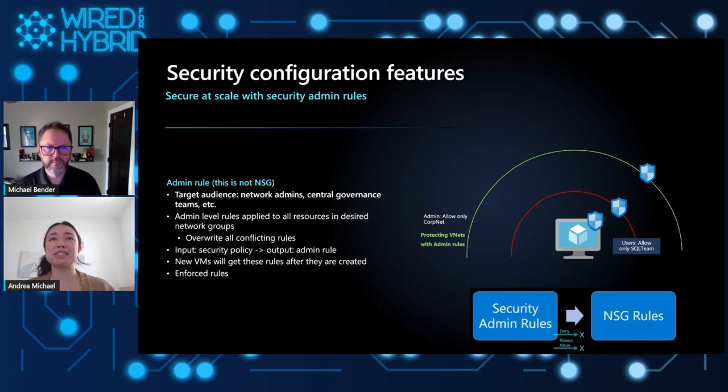Maybe you want to block SSH traffic. Maybe you want to block RDP traffic. Create those rules, target your overarching network group, and now, by default, all of your VNets have these same sets of security admin rules. They have blocked RDP and SSH traffic. You don't have to worry about NSG rules down the line conflicting with this or even accidentally allowing this traffic, because that traffic will never hit those NSG rules if they've hit certain types of security admin rules. And we'll go into those types and how they interplay with NSG rules in a second.